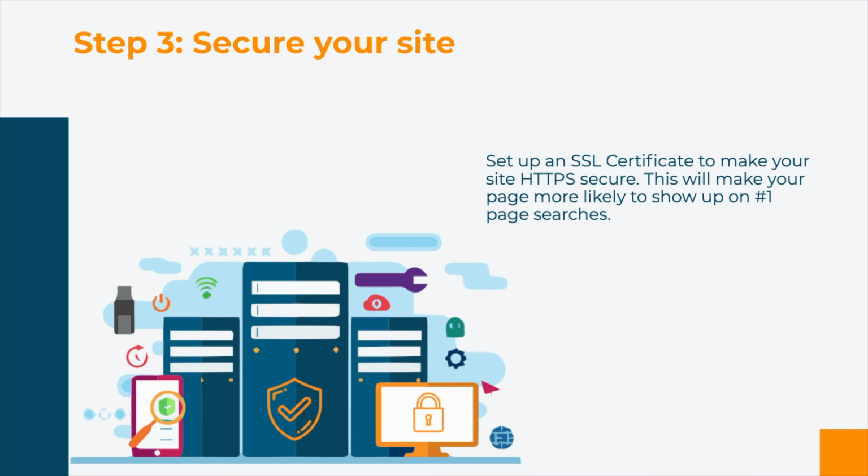Secure your site. Set up an SSL certificate to make your site HTTPS secure. This will make your pages more likely to show up on the first page of search results. This is true. Over 90% of search results on Google now are HTTPS. This is nothing new. It's been around for almost 5 years now. Google has been really pushing it and making it a ranking factor. So you have to make sure your site is secure by default.